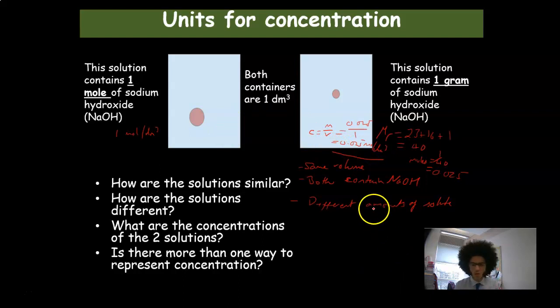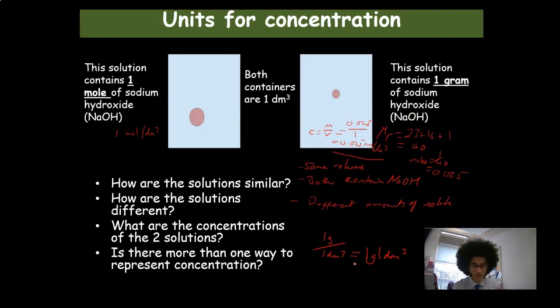But there's another way in which we can represent this concentration. We don't have to show it as moles per decimeter cubed. We could just say that it's 1 gram in 1 decimeter cubed, which equals 1 gram per decimeter cubed. And in some ways it's an easier way of representing concentration.